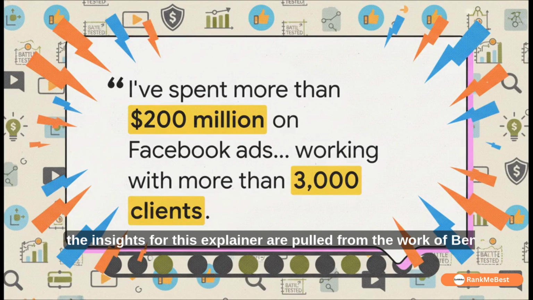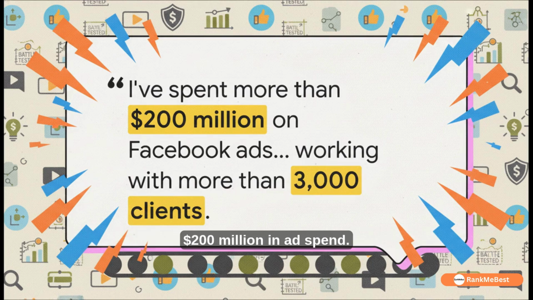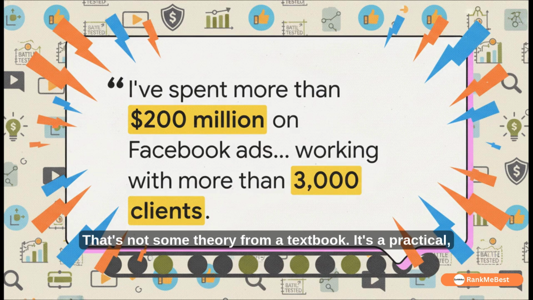So, where's this roadmap coming from? Well, the insights for this explainer are pulled from the work of Ben Heath, an ad agency owner who has personally managed over $200 million in ad spend. Just let that sink in for a second. That's not some theory from a textbook. It's a practical, in-the-trenches approach that's been tested and refined across thousands of real-world client accounts.